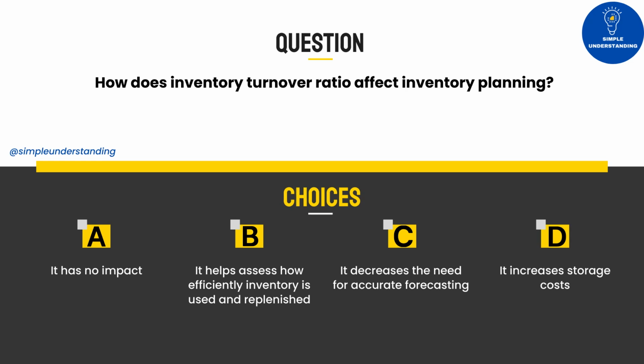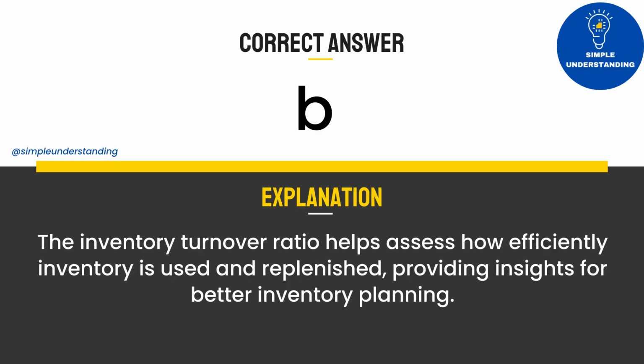6. How does inventory turnover ratio affect inventory planning? A. It has no impact. B. It helps assess how efficiently inventory is used and replenished. C. It decreases the need for accurate forecasting. D. It increases storage costs. Correct answer, B. Overall explanation. The inventory turnover ratio helps assess how efficiently inventory is used and replenished, providing insights for better inventory planning.